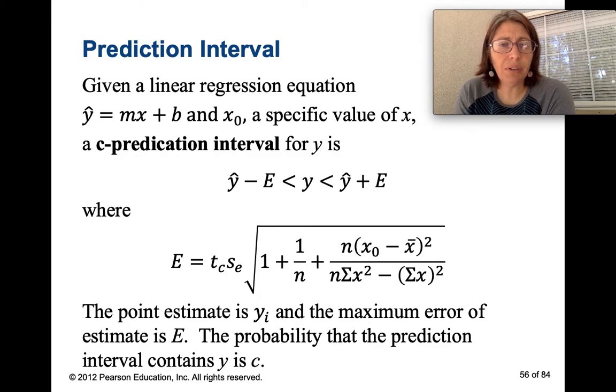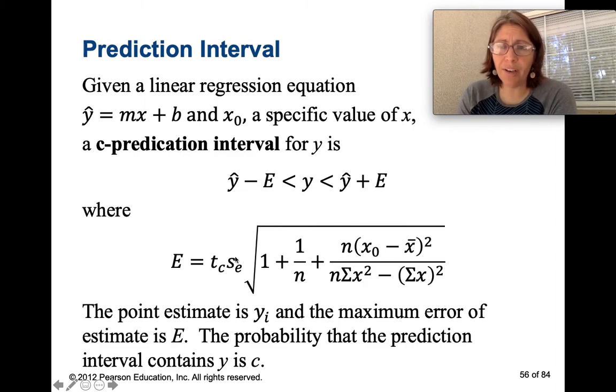So given a linear regression equation, which you'll find using your calculator, mx plus b, for a specific x value, x sub 0, we're going to create a C prediction interval. Now, you should remember that you have some value that we're going to subtract an error from and some value that we will add an error to. So the actual y value will be a predicted value minus an error and a predicted value plus an error. Now this looks really scary. It does. It looks really scary.